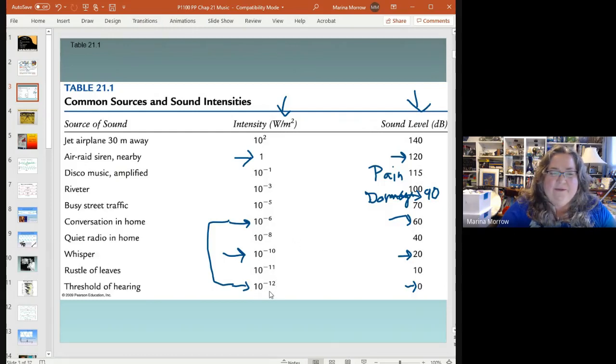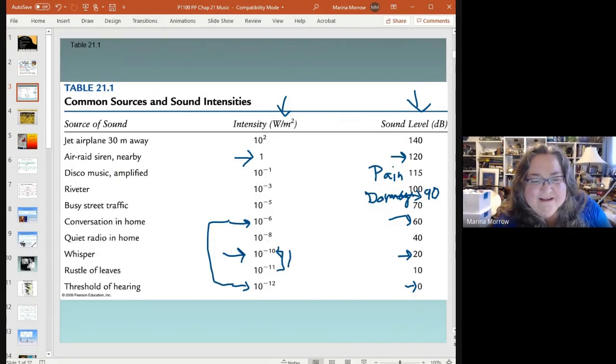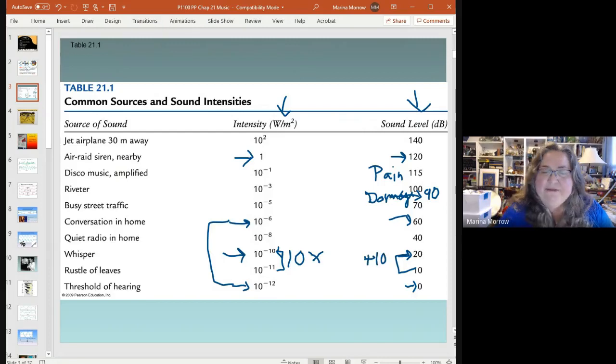Let's say we go from the rustle of leaves to a whisper. Okay, now that is 10 times more energy. 10 to the minus 10th is 10 times more energy than 10 to the minus 11. Notice over here that we have just gone up 10 in the logarithmic sound level scale.